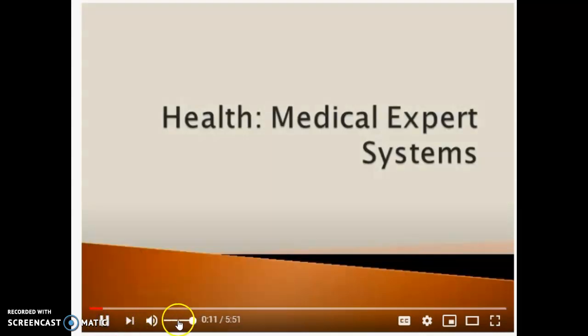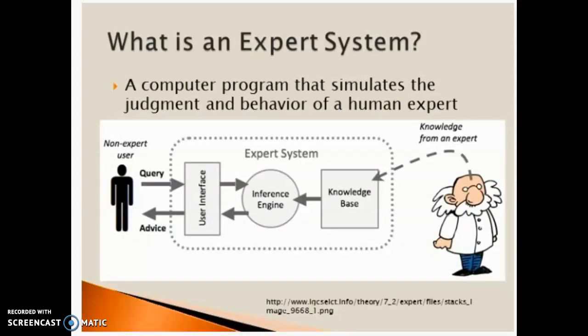A medical expert system is especially related to health. What is a medical expert system? It is a computer program that simulates the judgment and behavior of a human expert. Basically, a non-expert user will ask the system a query, and this goes to a user interface, which goes to a search engine, which goes to a knowledge base, and it goes all the way back out through the user interface as advice to the user. And the knowledge base is basically gained from an expert and has been uploaded into the system.